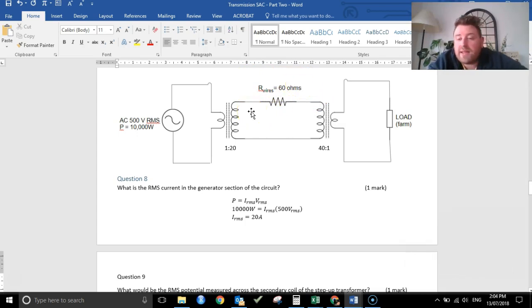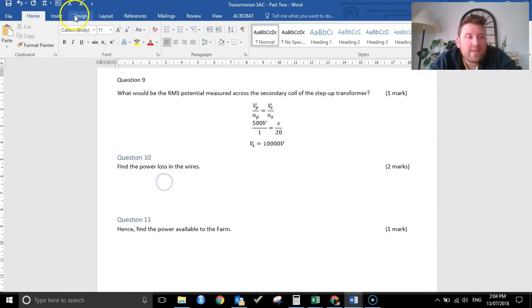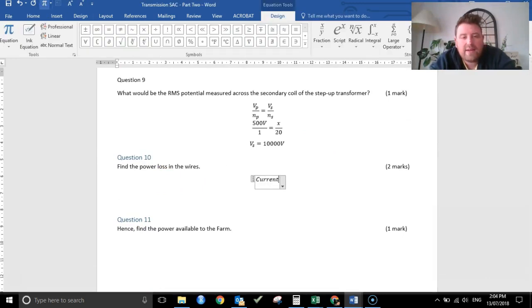So we need to work out what the current is. The way we're going to work out what the current is through it is we're going to take the current through this section and we're actually going to step it down by a factor of 20. So if we had 20 amps over here, then we're only going to have 1 amp going through here. So if the voltage got stepped up, then the current had to get stepped down by the same factor to conserve energy. All right. So that means we'll just state that current in transmission is 1 amp, right?